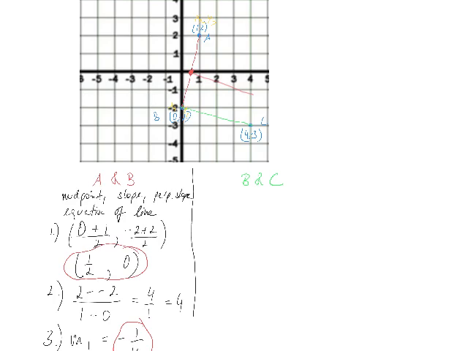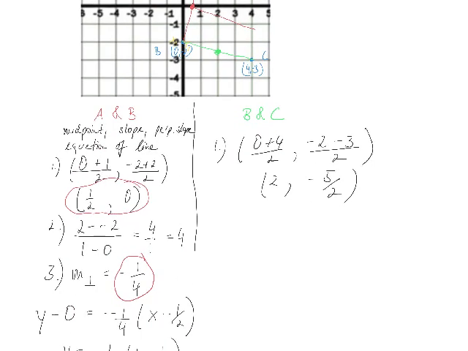Okay, so again we start with the midpoint between B and C now. So 0 plus 4 over 2 and minus 2 minus 3 over 2. So that gives us 4 over 2 is 2 and minus 5 over 2. We can leave it like that. So let's see, is that true? Yeah, so the midpoint is here. So we will find the slope between those 2 points.